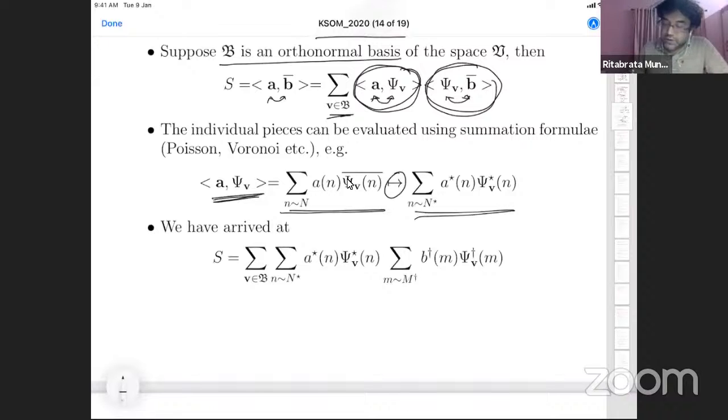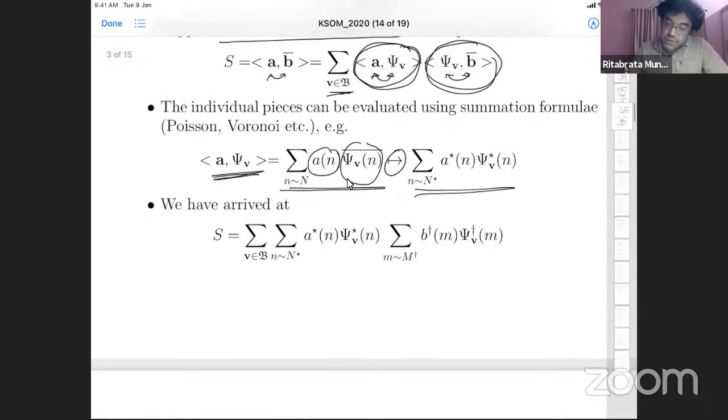I'm not going to specify what n star or a star n or psi b star n are. It will depend upon what sequence you were starting with and what type of basis you were picking. And we do the same thing for the other sequence also. And so the sum S reduces to something like this. For the other sum, the length becomes m dagger by definition.